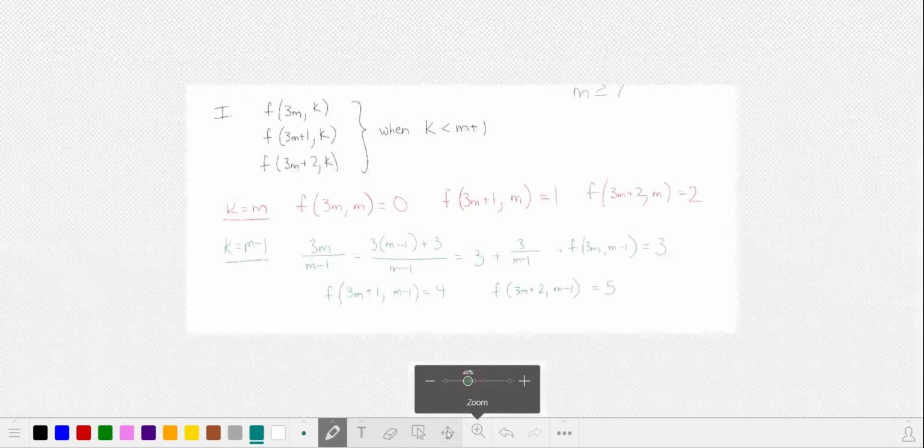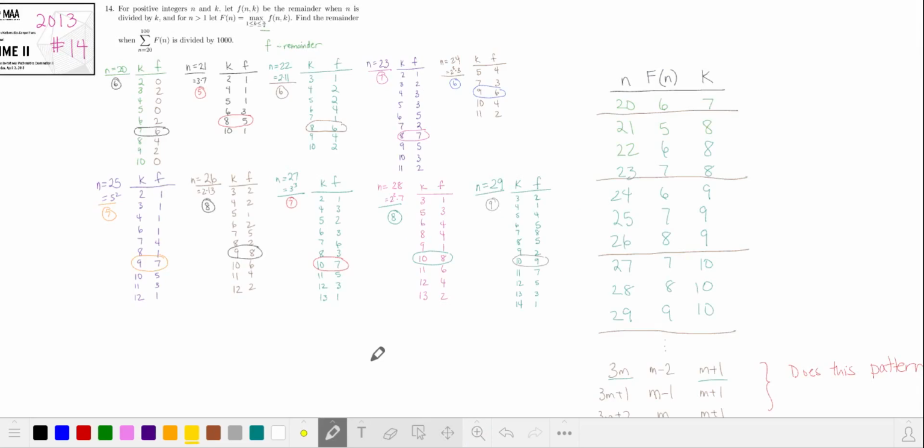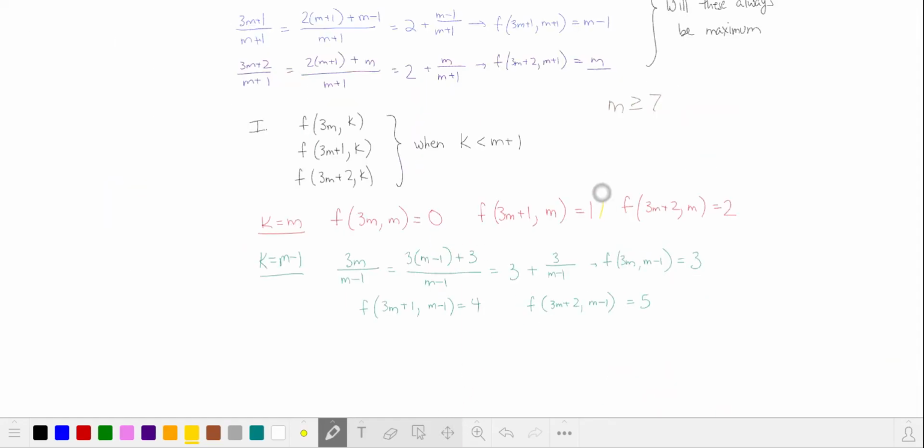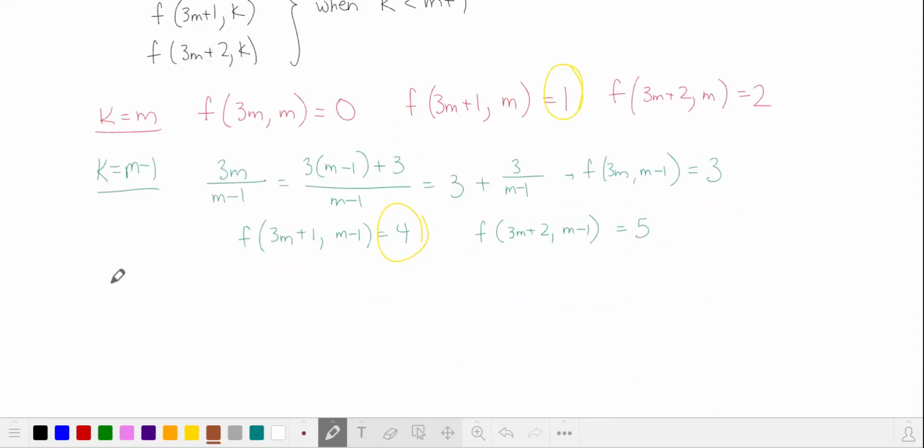We can also check our data. For example, if you look at numbers that are 1 more than a multiple of 3, we see a 1 and a 4 here, a 1 and a 4 here, and a 1 and a 4 here. So it checks out, as we predicted here, a 1 and a 4. Let's see what happens when k is even smaller, less than or equal to m minus 2.